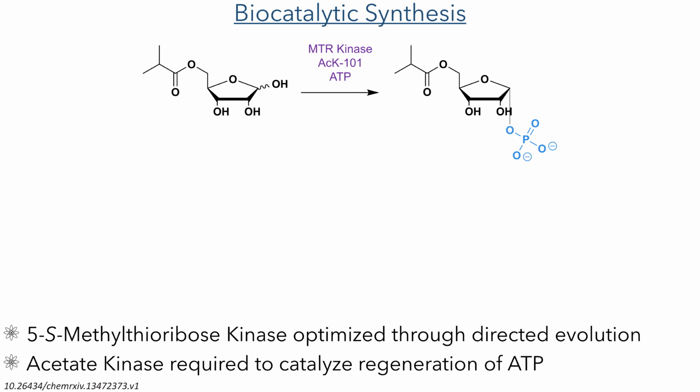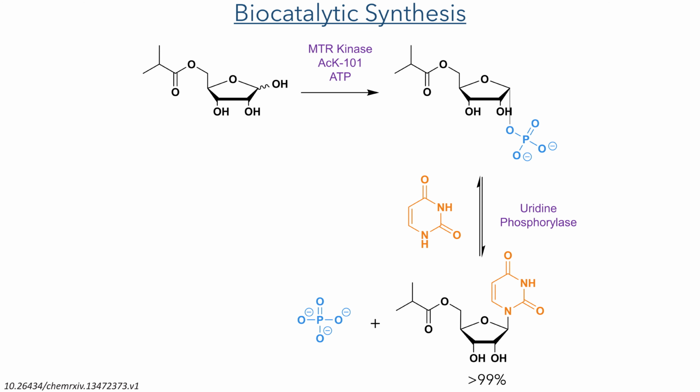They use a 5S methylthioribose kinase to activate the 1 position by incorporating a phosphate group. This MTR enzyme was optimized through directed evolution to improve its efficiency and selectivity. The reaction also utilizes an acetate kinase, which is necessary to regenerate the ATP necessary for the reaction. With the phosphate group installed at the 1 position, they then utilized uridine phosphorylase to install the uracil nucleobase, together with the elimination of inorganic phosphate.